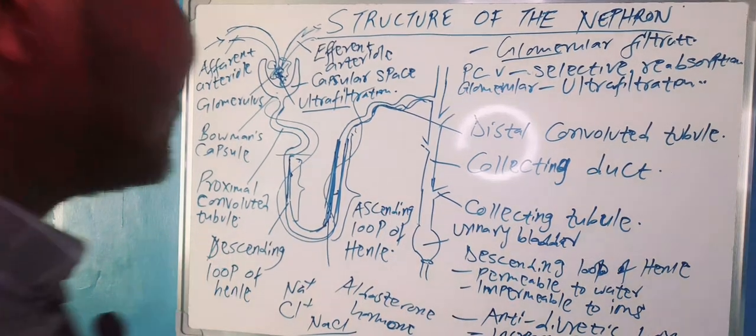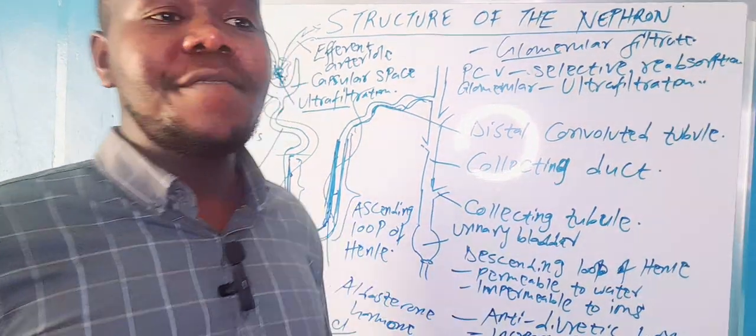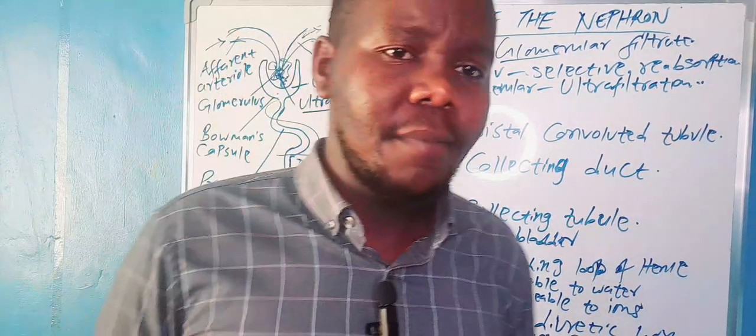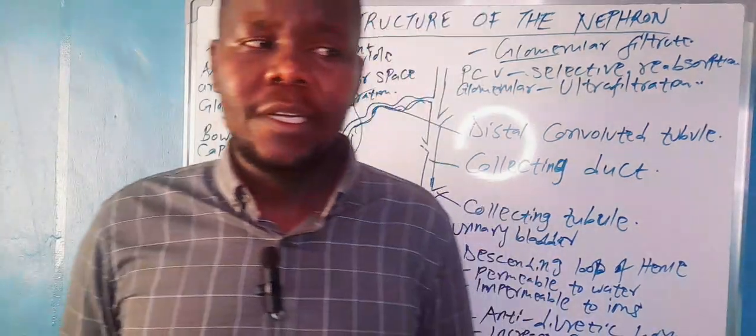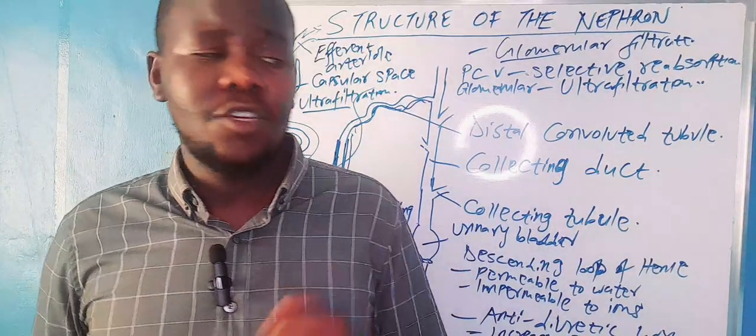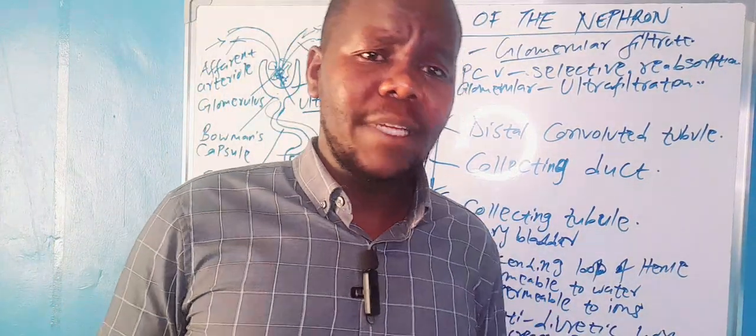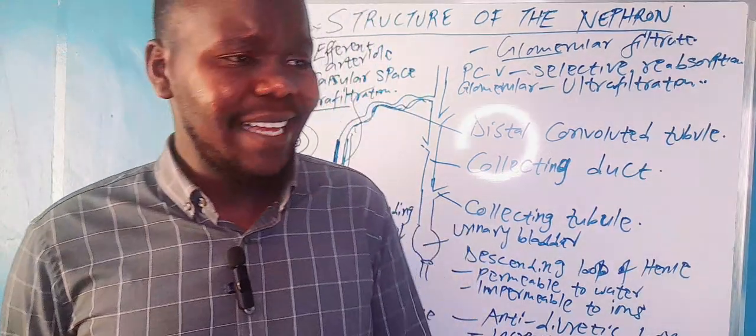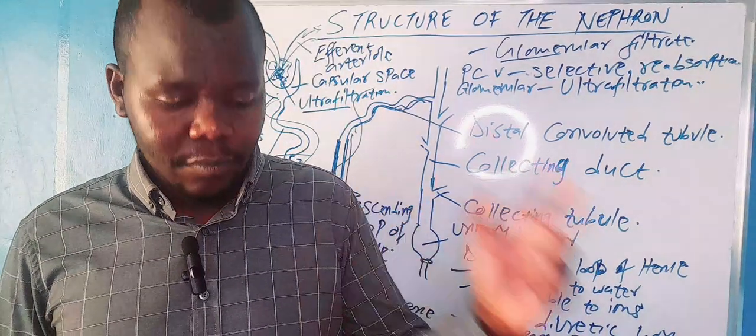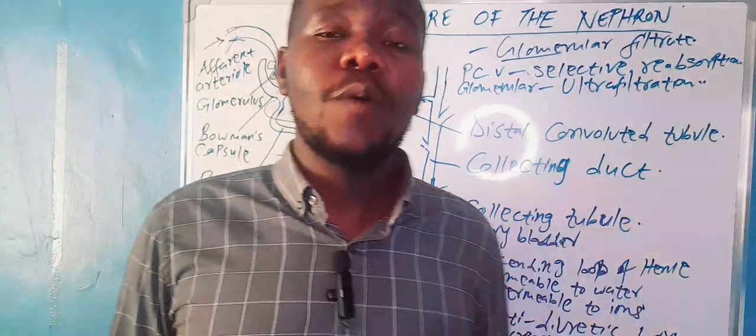Welcome. Let's use this diagram of the nephron to describe osmoregulation. Describe the role of the kidney in osmoregulation. Osmoregulation is about the maintenance of the ions together with the water balance.